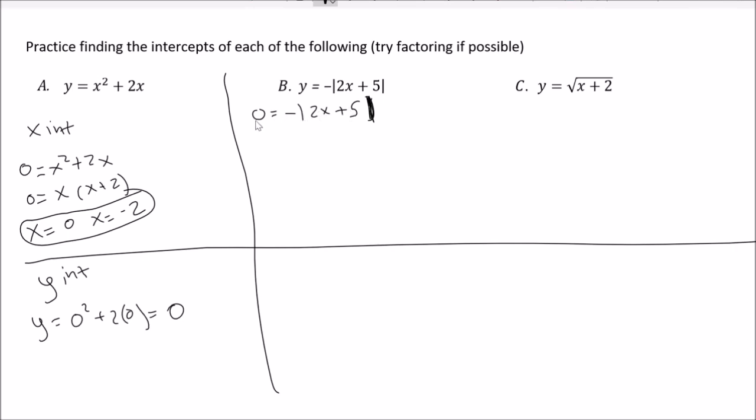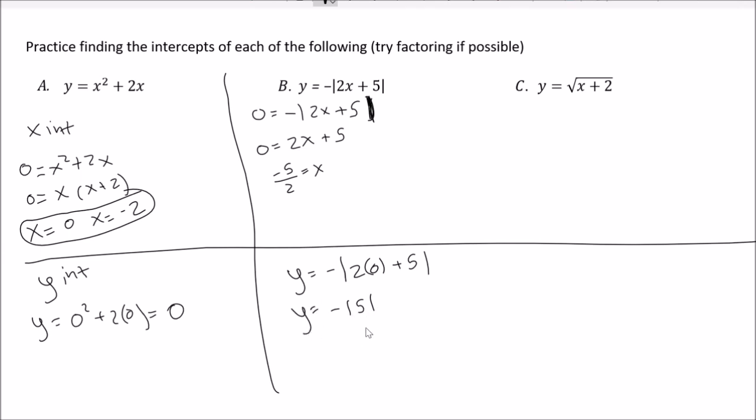So functionally, because this number is 0, the absolute value doesn't actually do anything because there is no positive or negative 0. So logically, this is equivalent to just 2x plus 5 equals 0. And then we can subtract 5 and divide by 2, and we see that x equals negative 5 halves. What about the y-intercept? Okay, that would be y equals negative absolute value of 2 times 0 plus 5, absolute value. And then 2 times 0 is 0, plus 5 is 5, so negative absolute value of 5.